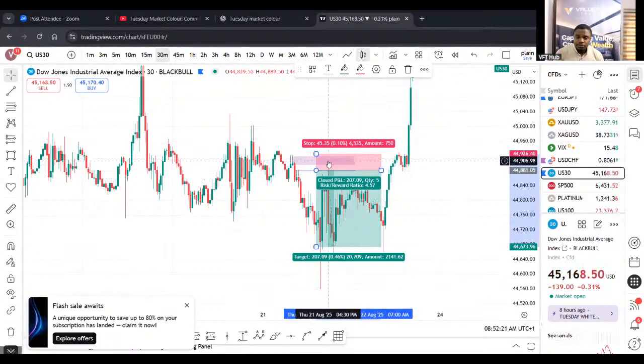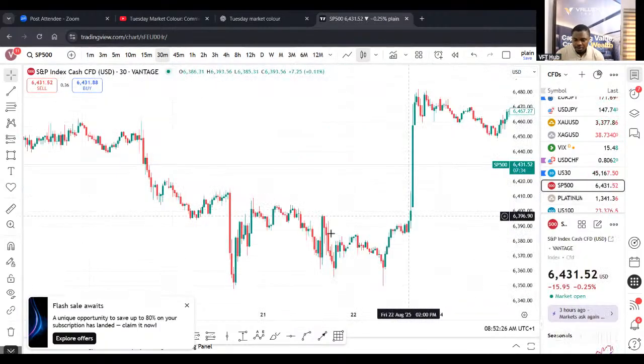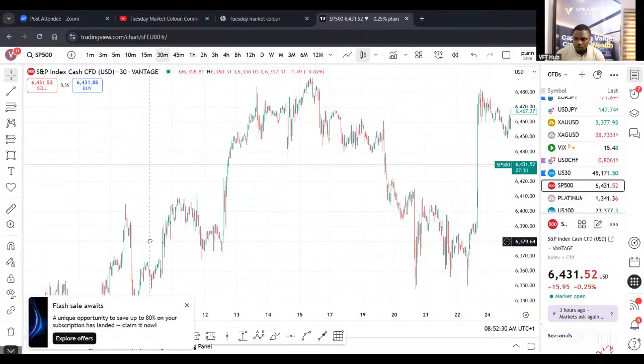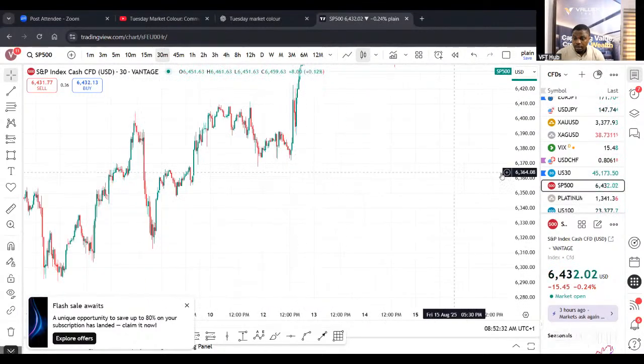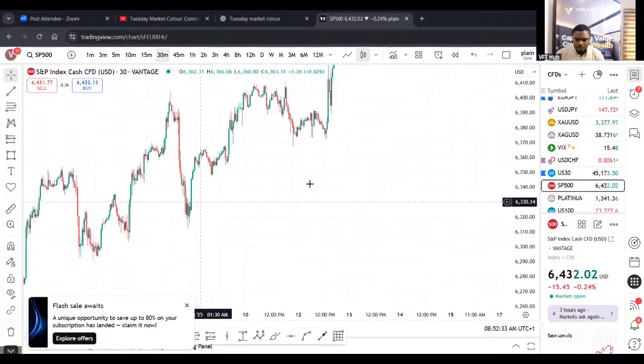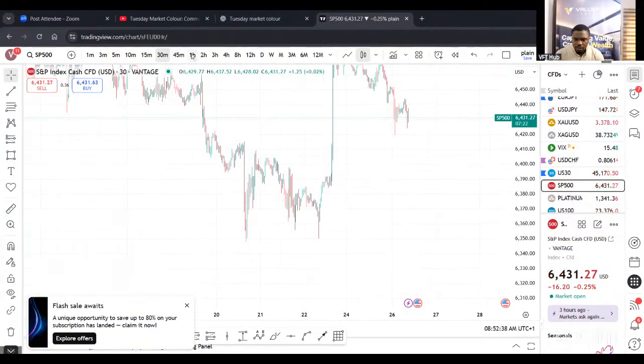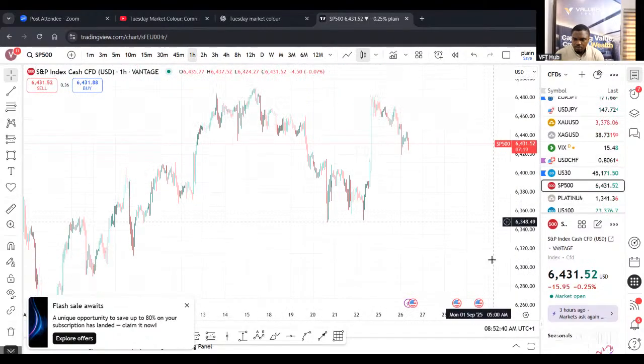While we're looking for sells on US 30, we did analysis for buys on S&P 500 and US 100. Trying to see if I can get that zone again. Market has really pushed.